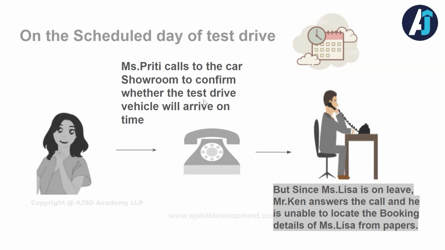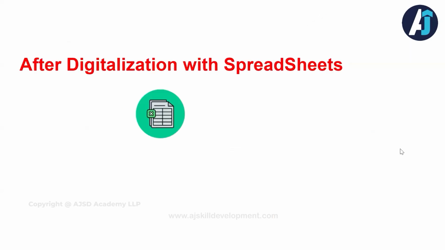So in this, the issue we have faced is the accessibility issue, because Ken was not able to locate Preeti's record or data from the paper records. So do you think this digital spreadsheet, okay, will resolve this issue?